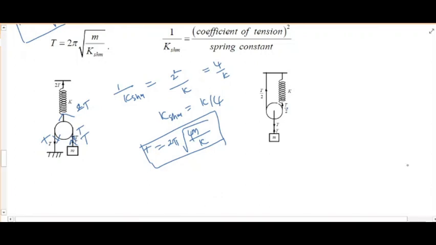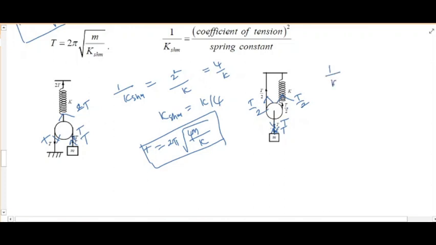See here. In this case, here is the tension T. Therefore, this block is in equilibrium. Therefore, downward forces and upward force are equal. This is T. Therefore, here must be T by 2. Here also T by 2.